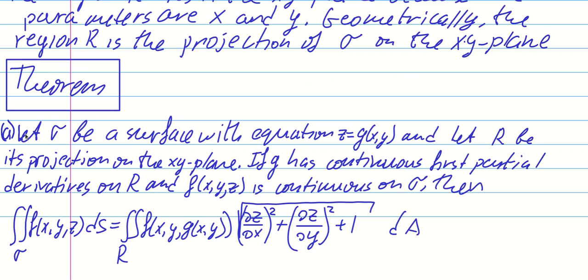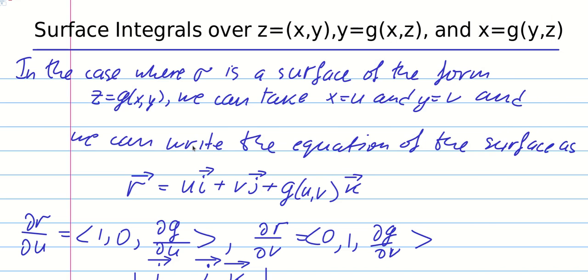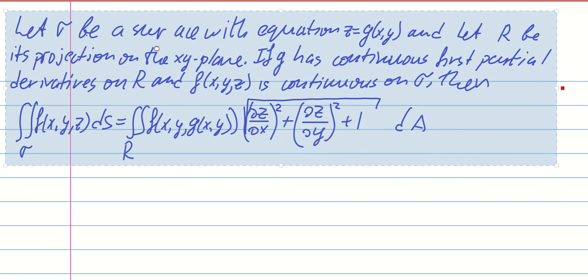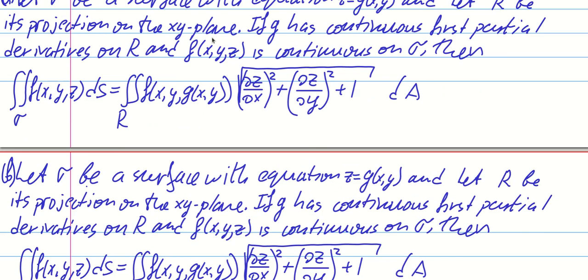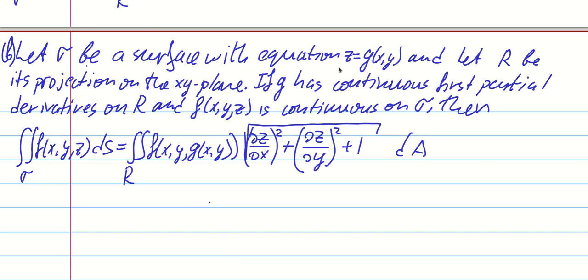Part A. All right, so if we put it here, as part B. So let sigma be a surface with equation y equals g of x and z, but now let's think in terms of y. So it's y. Then here we'll have x and z, and let R be its projection on the xz plane. So this should be the xz plane.